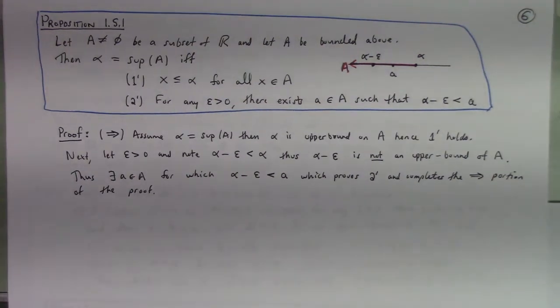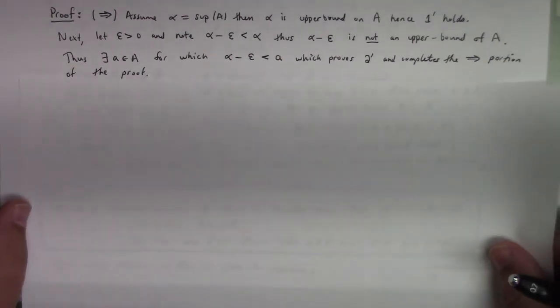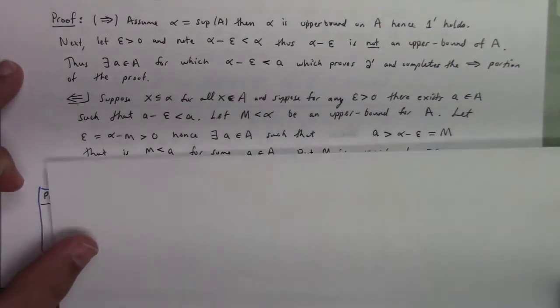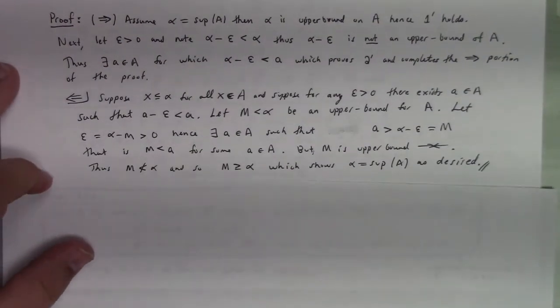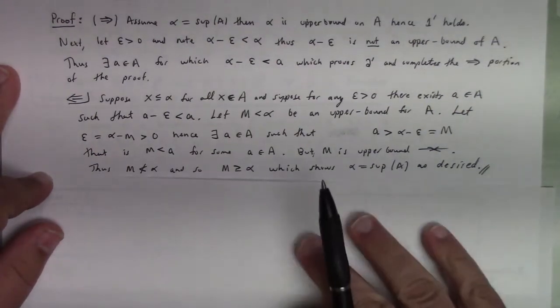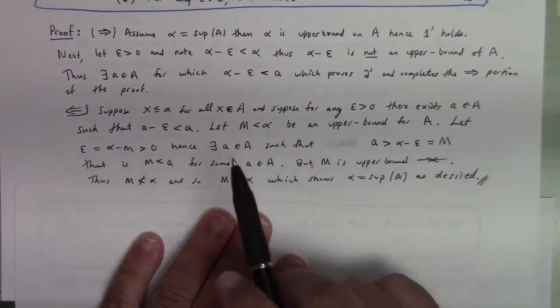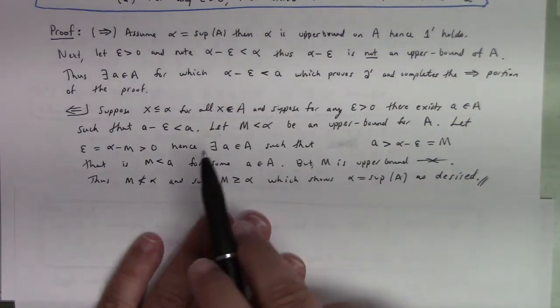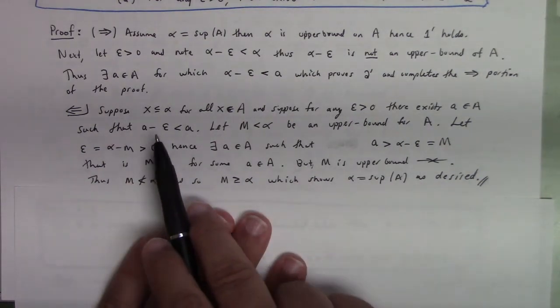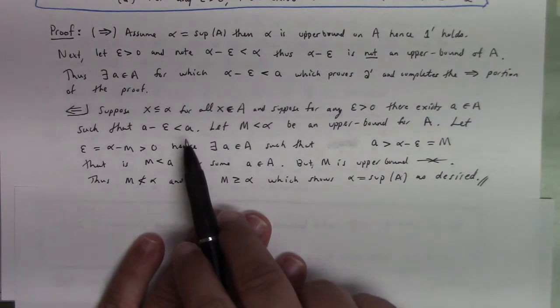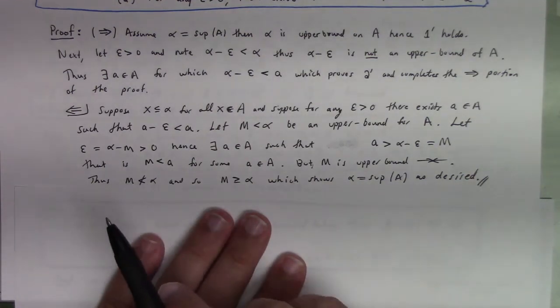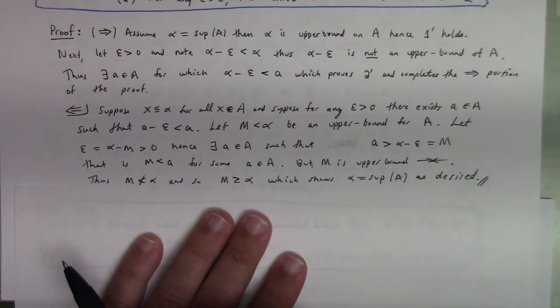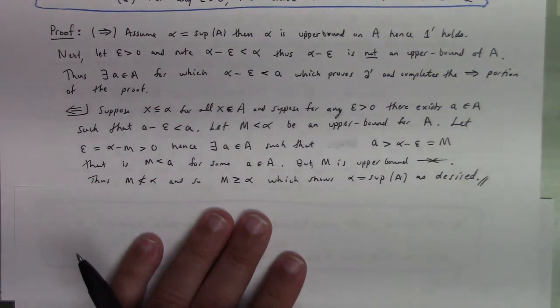Now the converse direction of the proof, here we go. Suppose that x is less than or equal to alpha for all x in A, and suppose that for any epsilon greater than 0, there exists a in A such that alpha minus epsilon is less than a. In other words, we're assuming that conditions 1 prime and 2 prime hold. We'd like to argue that that is sufficient data to prove that alpha is the supremum.